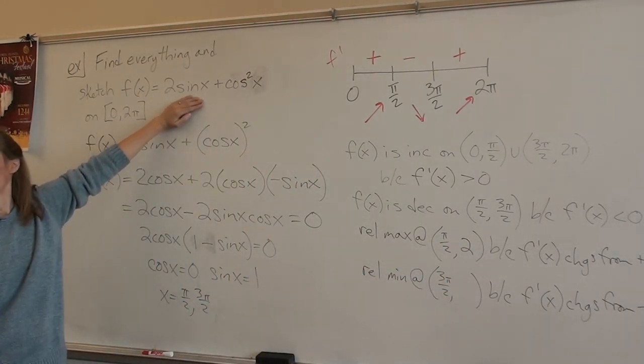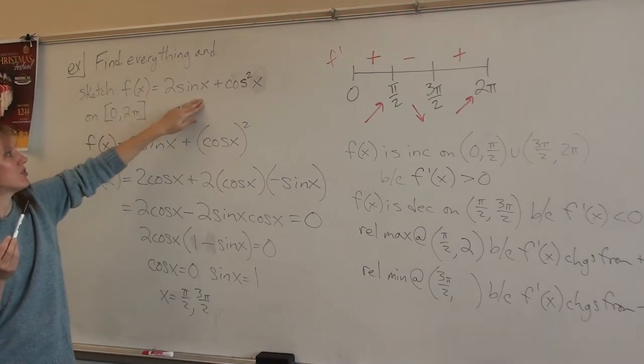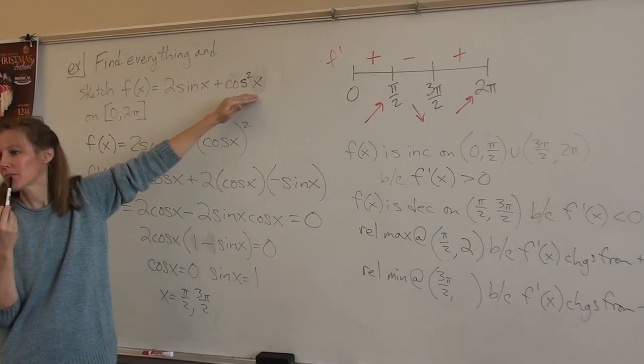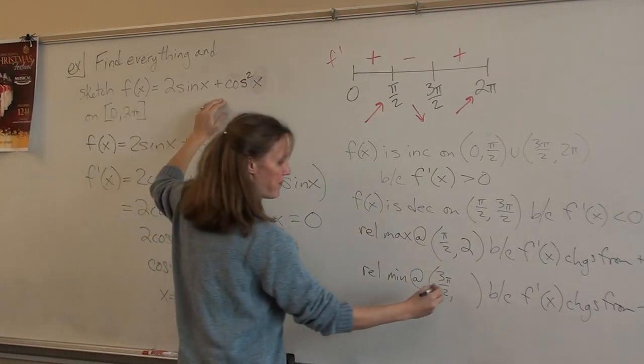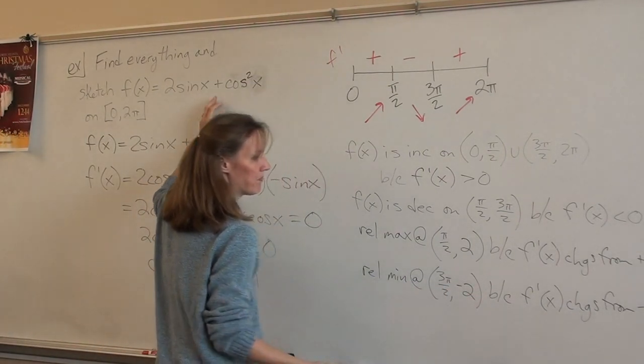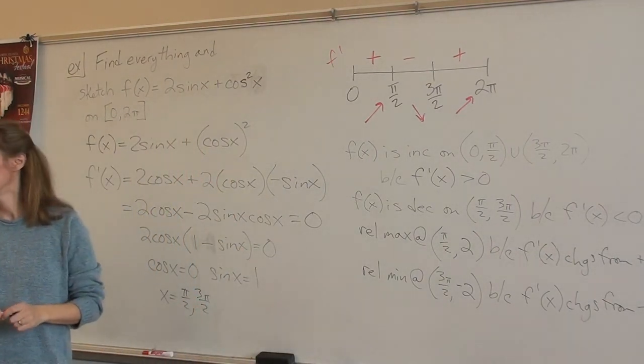Anyone know what the sine of 3 pi halves is? Negative 1. So I end up with negative 2. What's the cosine of 3 pi halves? 0. So it's negative 2. Alright, that okay?